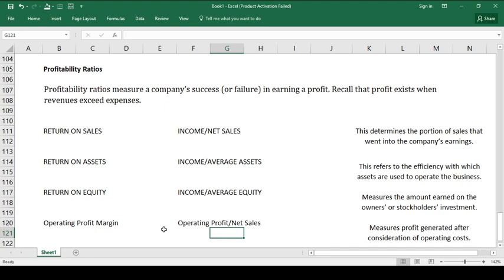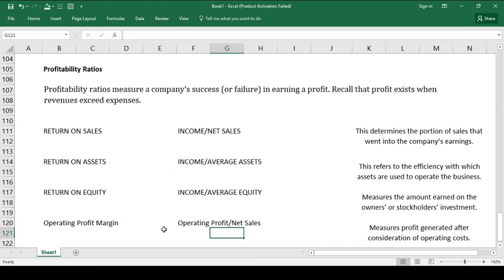On return on sales, to compute the return on sales, we need to get muna the net income of the company, then divide it by the net sales. Because this return on sales determines the portion of sales that went into the company's earnings. Ibig sabihin, from the total net sales, ilan porsyento yung net income from that net sales. Okay, that is the return on sales.